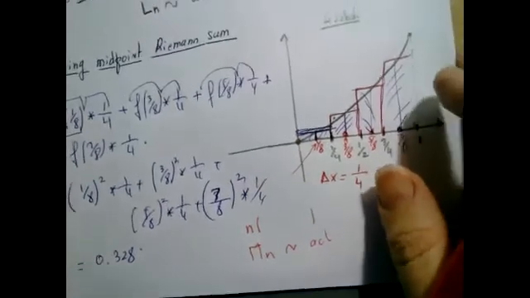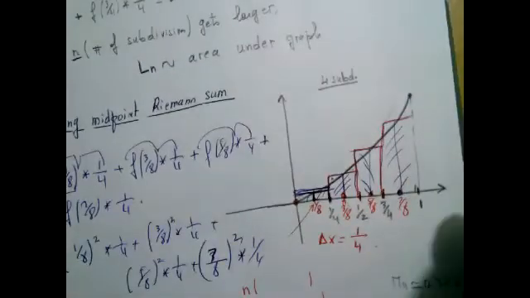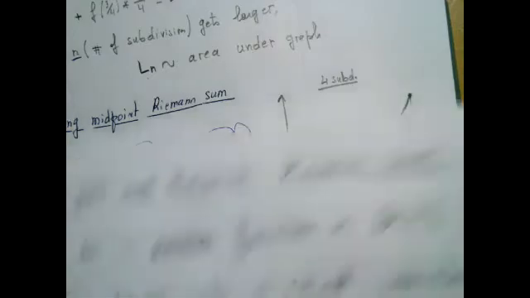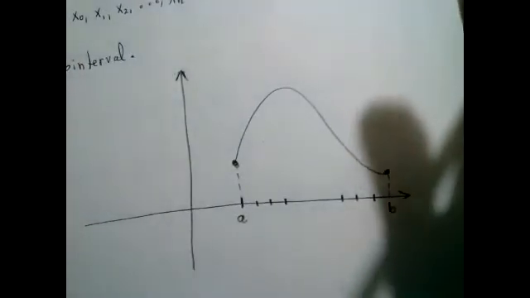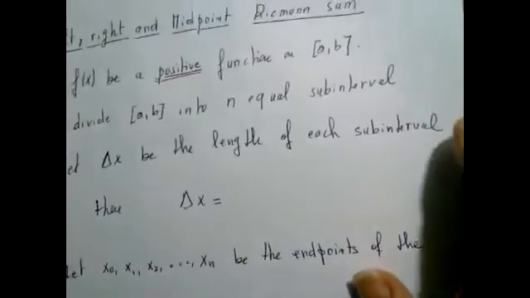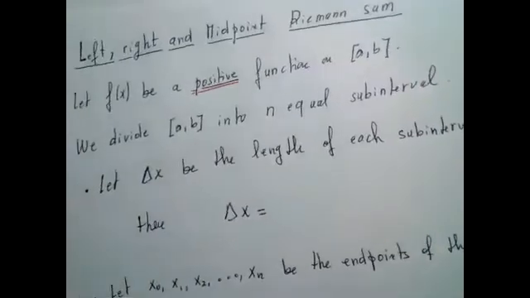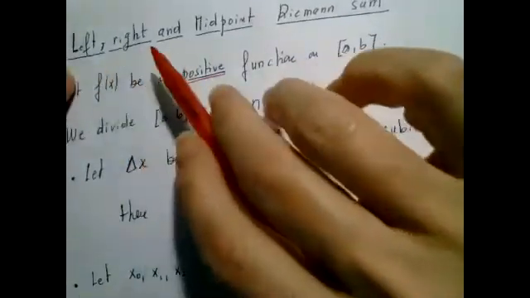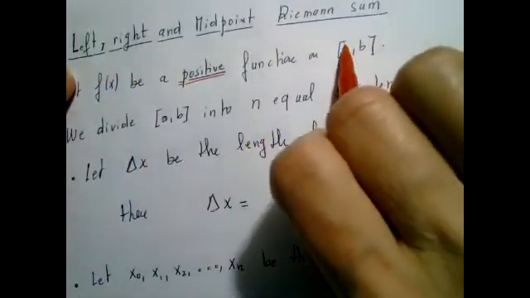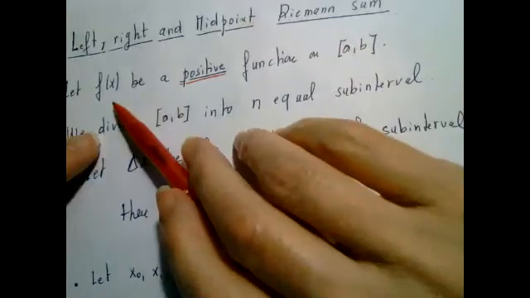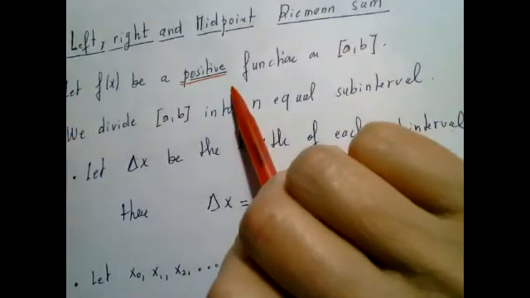So we're going to use notation in general for the left sum, right sum, and midpoint sum. So right now what we're going to do is the general idea. Right there, the left, right, and midpoint Riemann sum. Okay, let f of x be a positive function.